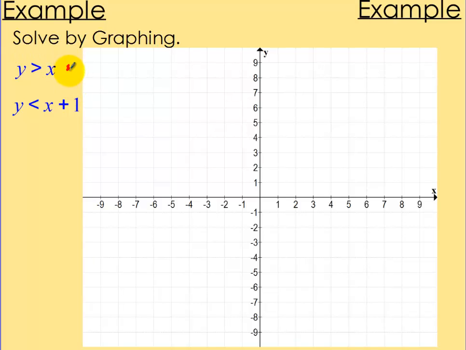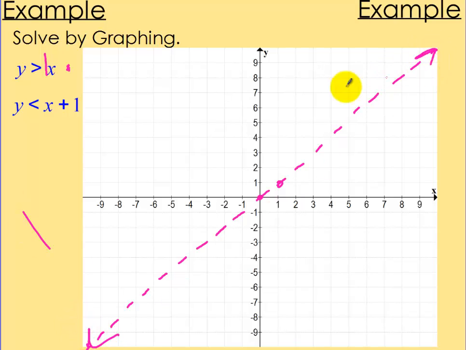Okay, so I'll do the top one in pink. y is greater than x. Well, that's like x plus 0, so my y-intercept's at 0. And that's like a 1x, so it's up 1 over 1. So I'm going to draw a perfectly straight line through those. Now it's y is greater than, not or equal to, so it will be a dashed line, just like this. You must make sure you do it dashed or solid. That's key, because the line doesn't count when it's dashed.